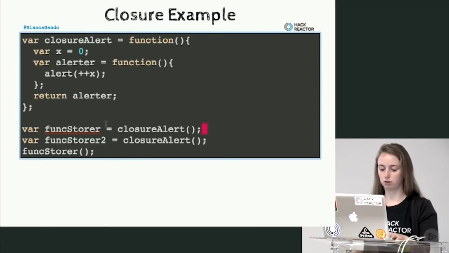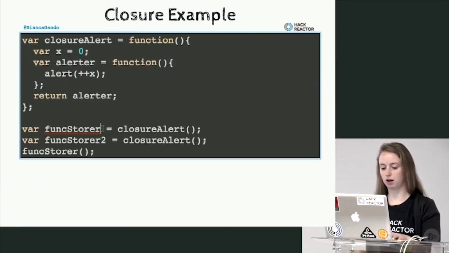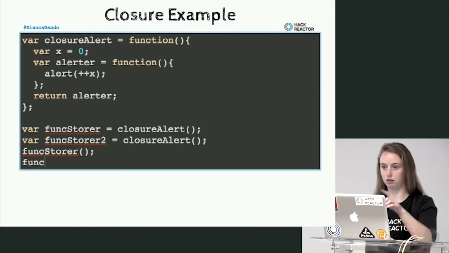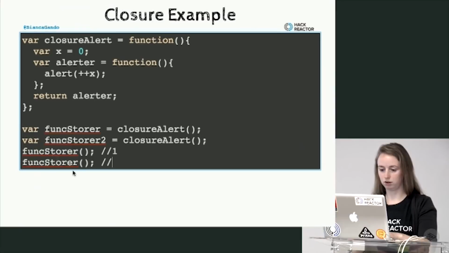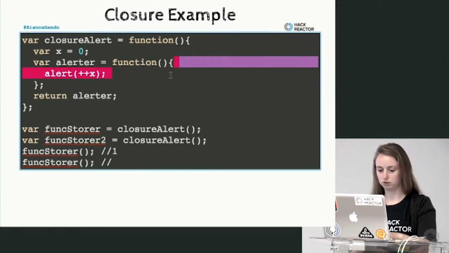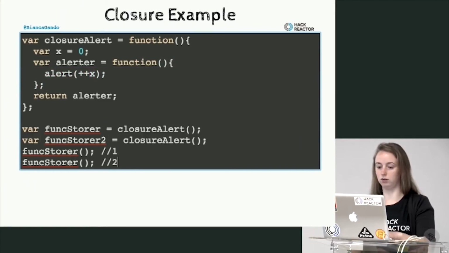So when we call funcStore, it's holding a reference to this alerter function. You can imagine that when we call it, it goes into this function body, increments x, then returns it as an alert. And so x is then 1. If we call it again, it's going to go back inside alerter, increment again and alert it, and it's going to alert 2.